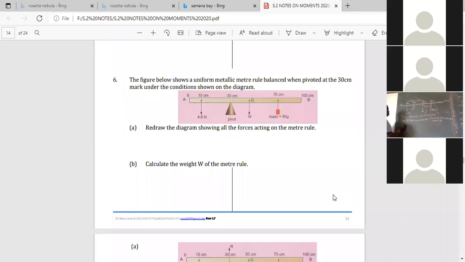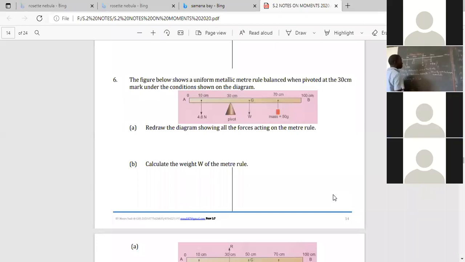W times 20 plus 0.5 times 40 is equal to 4.8 times 20. Remember, we are not changing the units for distance. What's the reason? They cancel themselves out. Very good. So we have 20W and this one 20 plus 20.